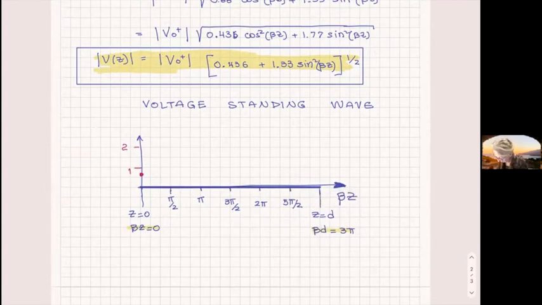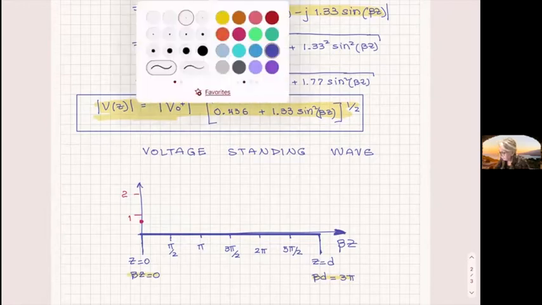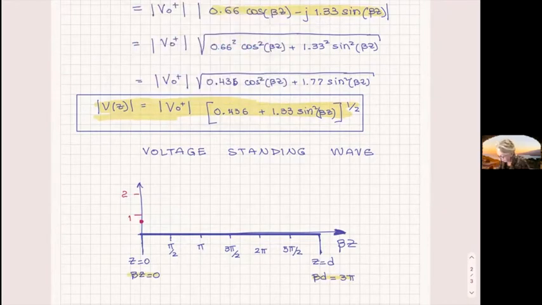All right, pi over 2. Pi over 2 is 0.436 plus 1 because sine pi over 2 is 1. So at pi over 2 it's going to go above 2, and it's going to be 0.436 plus 1.33. Oh no, it's going to be 1.766, not above 2. So it's going to be here.